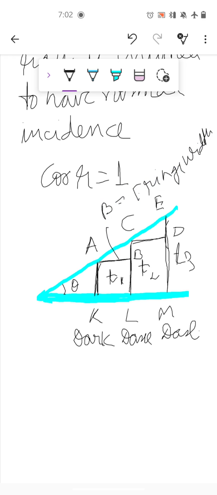Okay, so this distance will be beta everywhere. This is also beta, this is also beta, everywhere it will be beta. Okay, let us name this point as O. Now we have to calculate the fringe width.